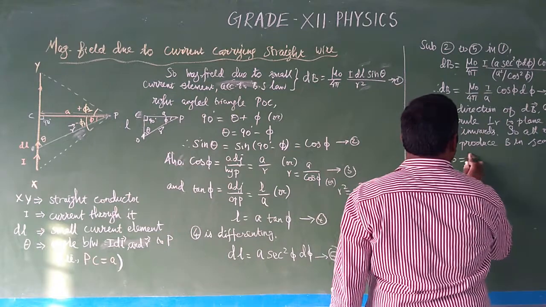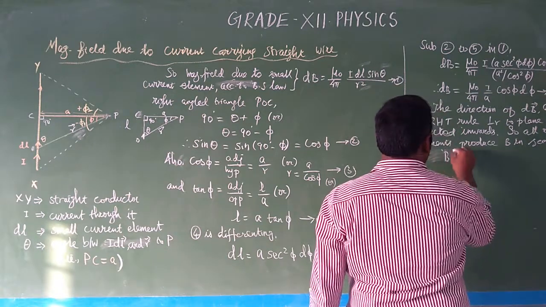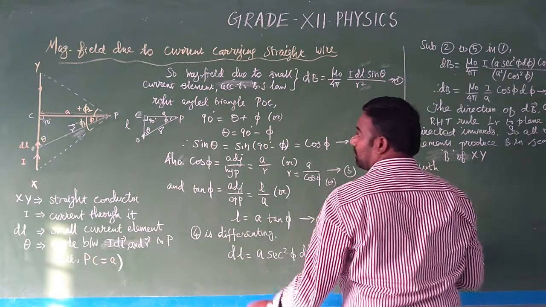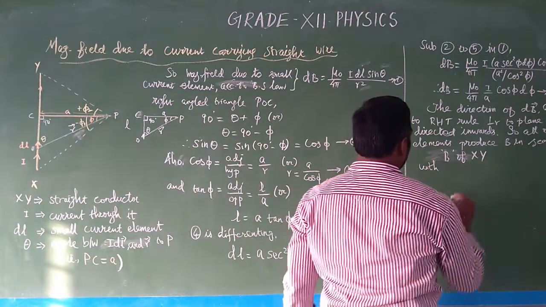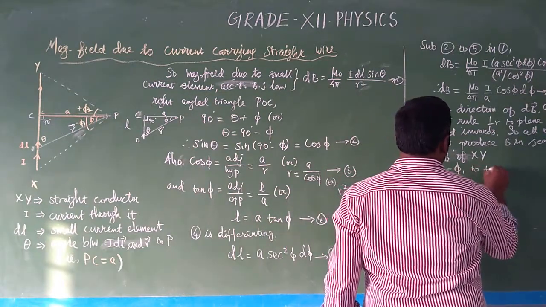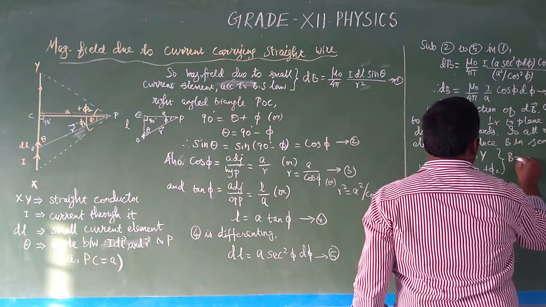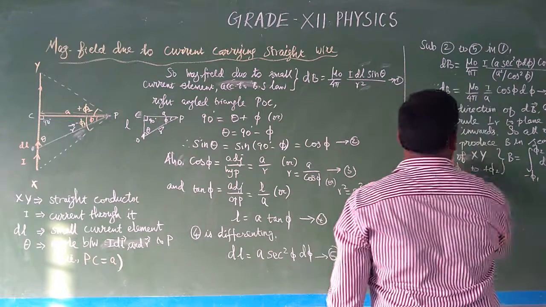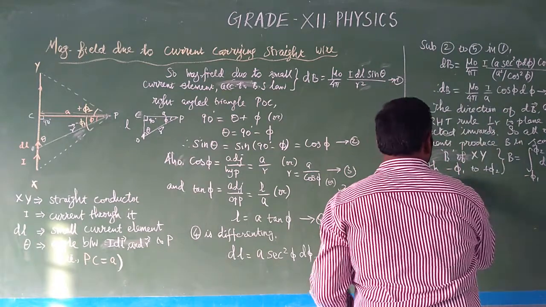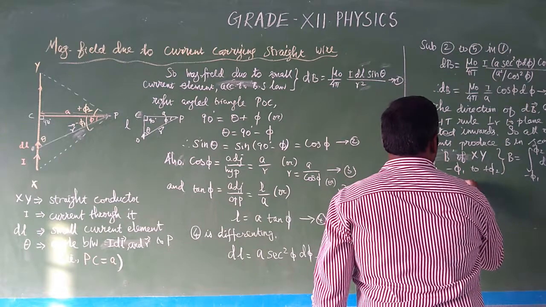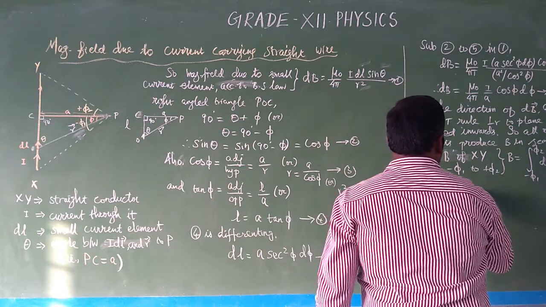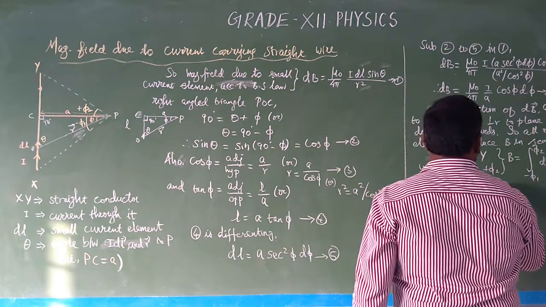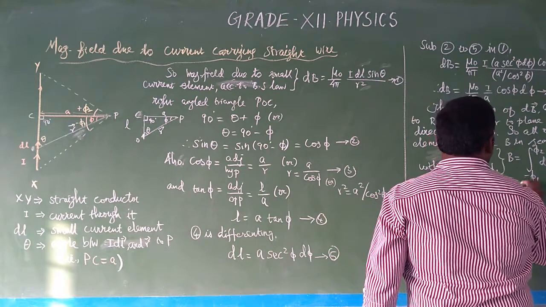which is total magnetic field of the straight conductor XY with limits. What is the limit? One is minus phi 1, another one is plus phi 2. With the minus phi 1 to plus phi 2, that is equal to integration minus phi 1 to plus phi 2 into dB. So B is equal to mu naught I by 4 pi A into integration minus phi 1 to plus phi 2 of cos phi d phi. Okay.